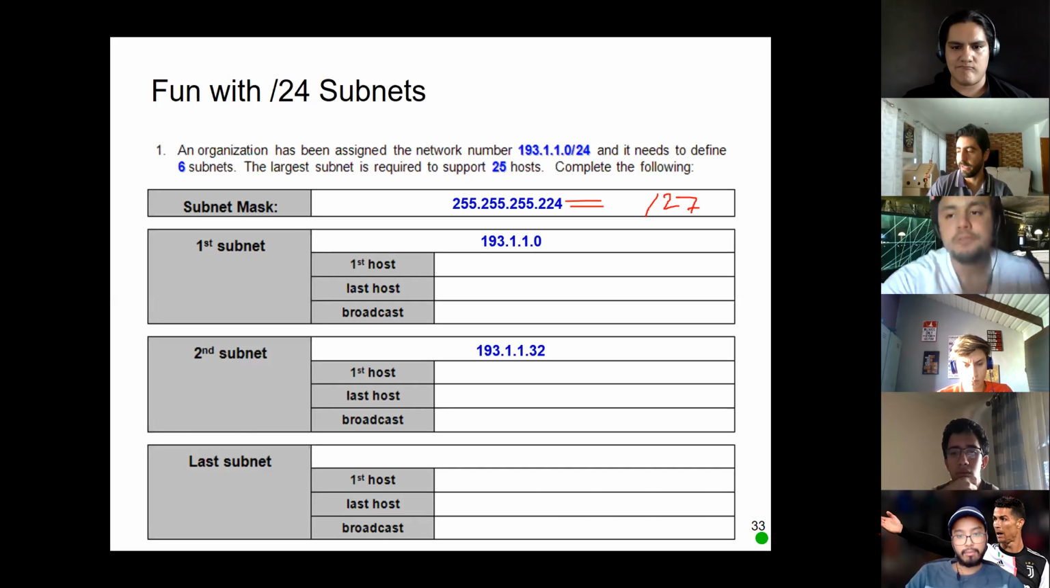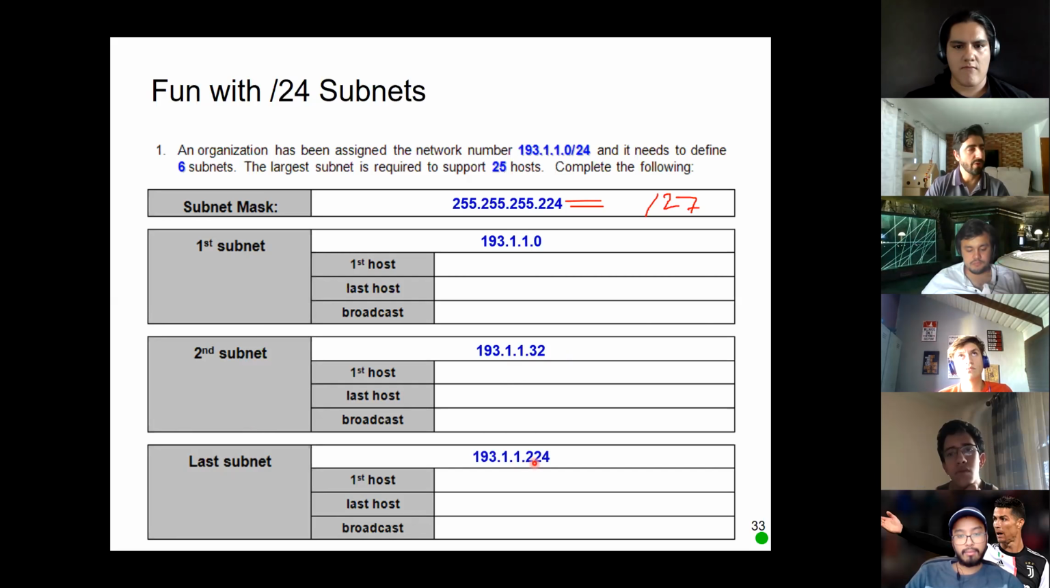So the next one would be 32, and the last one would be 224, because if you add 32 to this, then you get 256, the end of this block. Is it clear so far? Yes. So, 3 bits for the network, 5 bits for the host, so 2 to the power of 5 is 32. So each jump would be 32. The size would be 32.